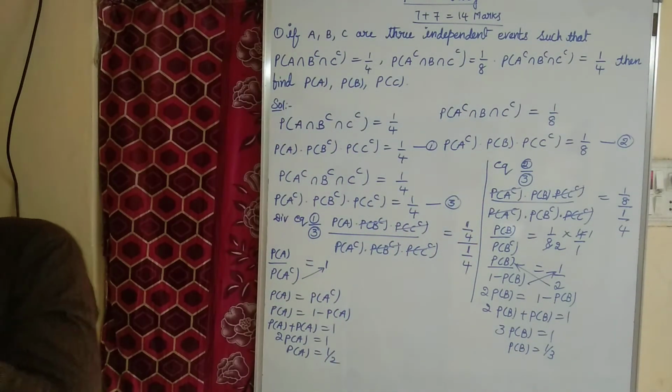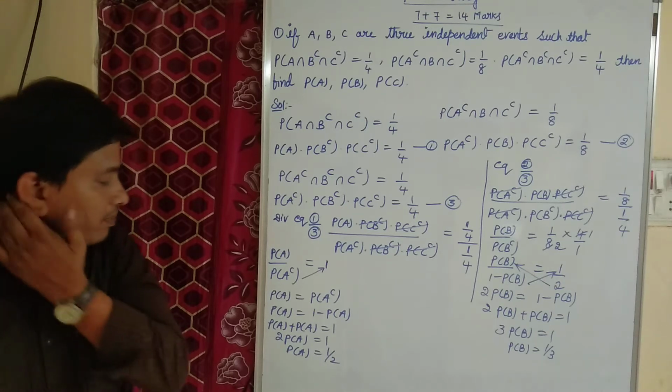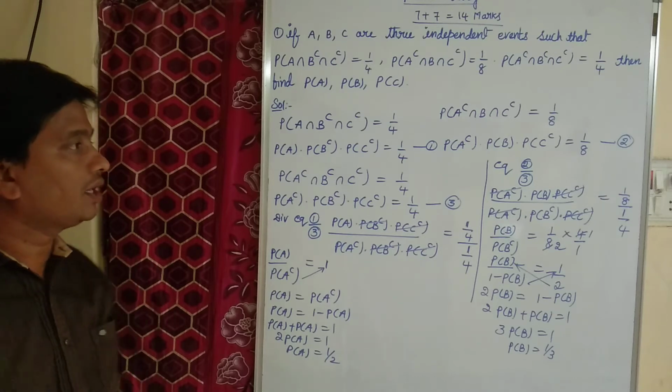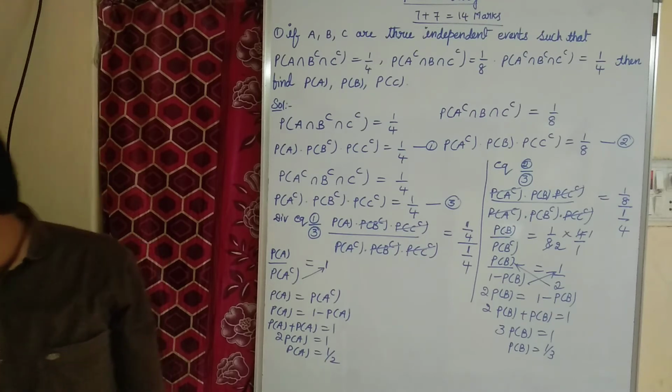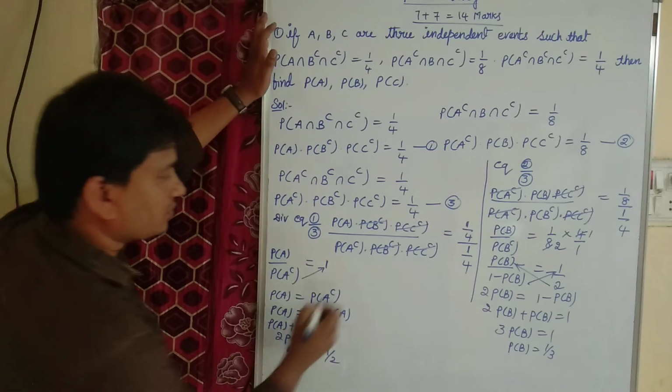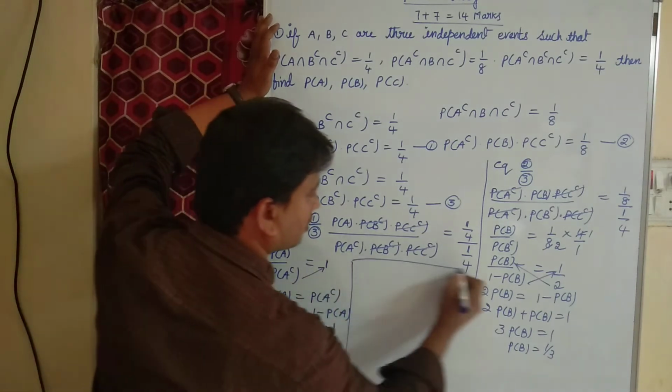Children, what is the value of P(B)? The value of P(B) is 1 by 3 and the value of P(A) is 1 by 2. We got the P(A) value and P(B) value. Now we have to find the P(C) value. How will you get the P(C) value? What is equation number 1, children? See, any equation you take.